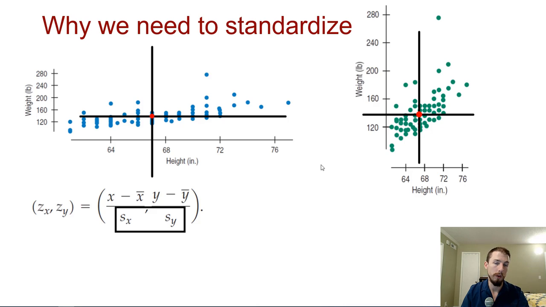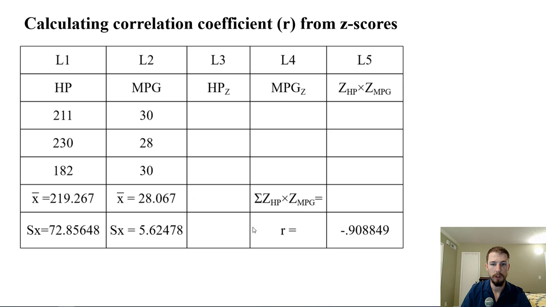So anyway, we always have to standardize the scores because that corrects for small or large standard deviations in two different distributions based on their variables. All right, so if you remember, we calculated the correlation coefficient. I split it out into a separate video.